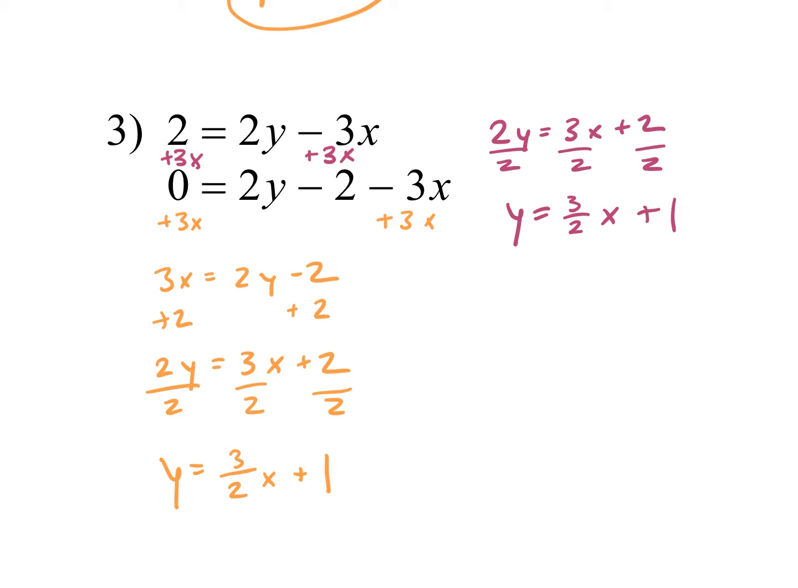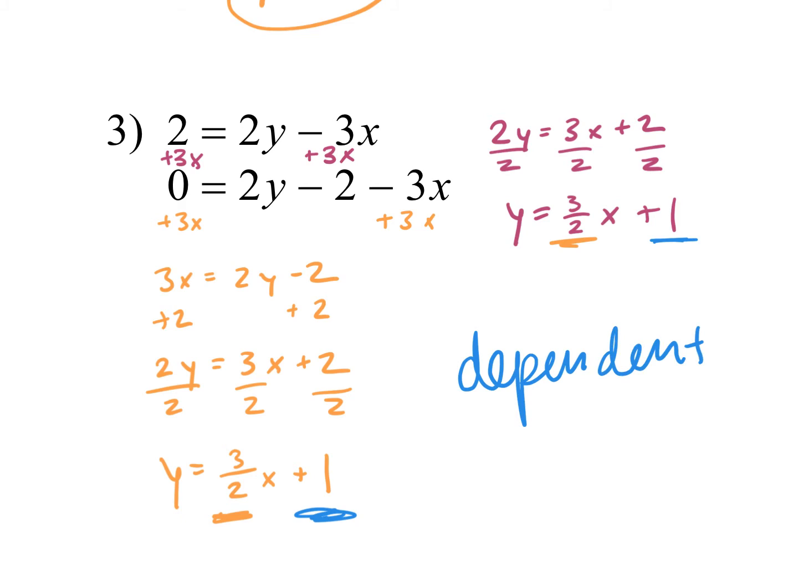Are my slopes the same? Yes, I have 3 over 2 and 3 over 2. Are my y-intercepts the same? Yes, I have 1 and 1. So are these independent, dependent, inconsistent? Dependent. Dependent is same. Number 3.